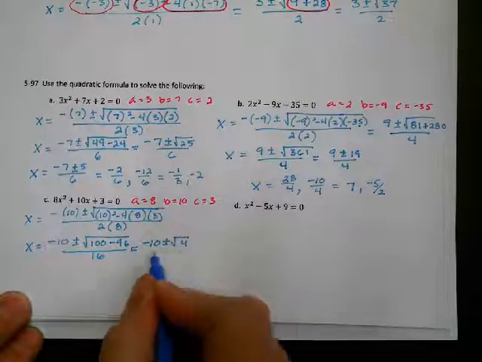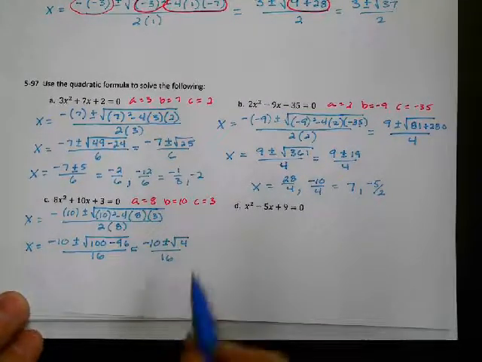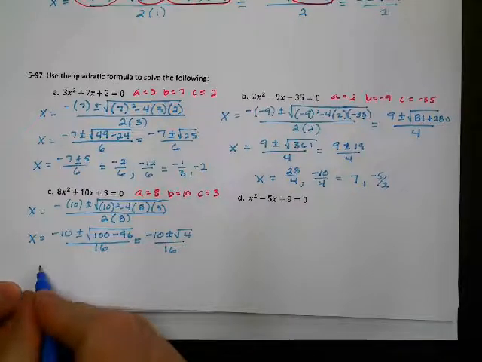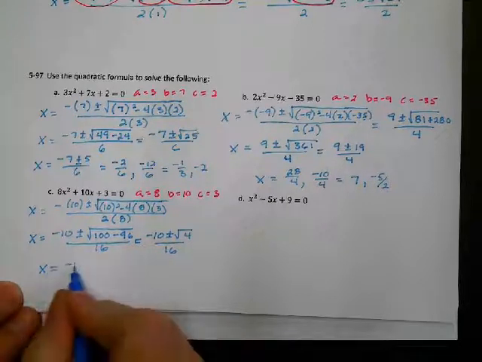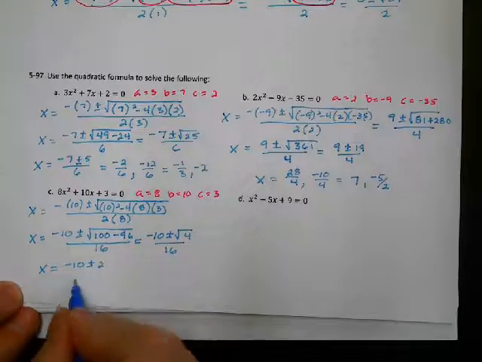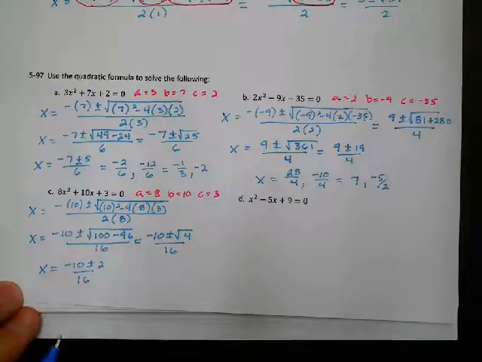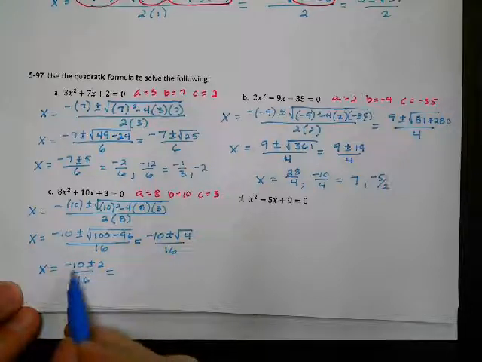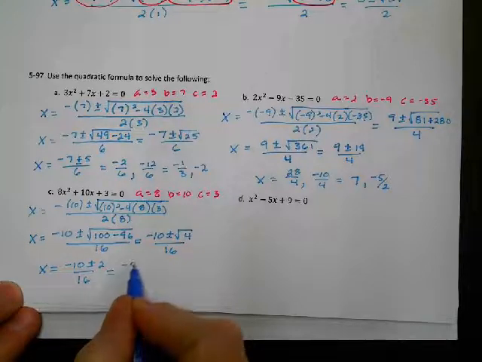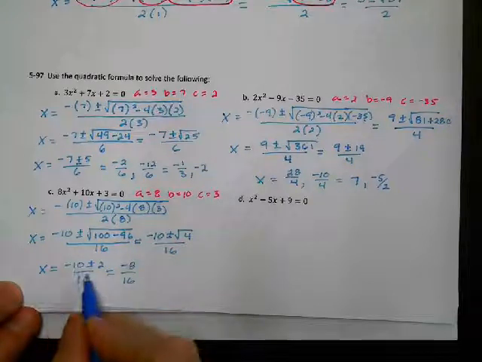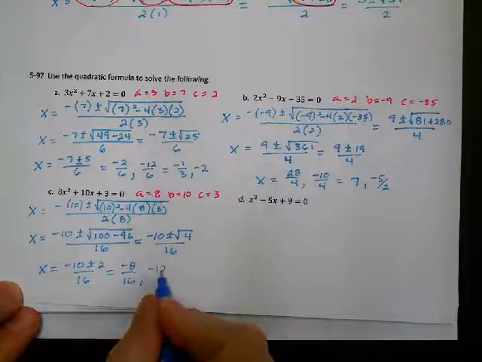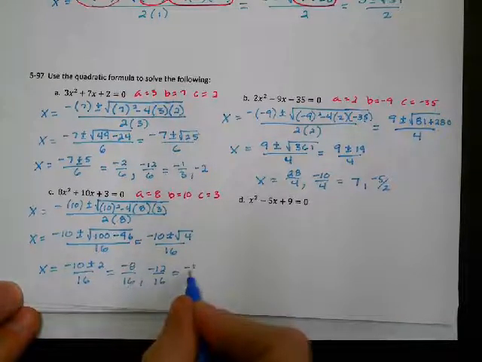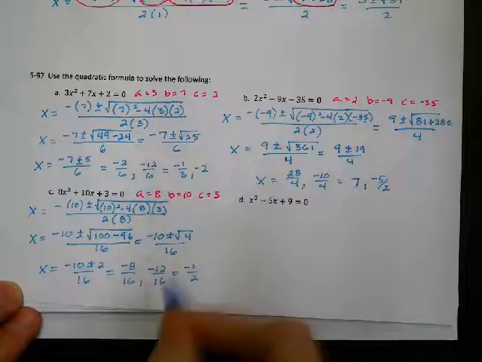We ask ourselves, does the radical reduce? Yes, it does. That's a perfect square of 2. So we get x equals -10 plus or minus 2 over 16. We can write our two answers since there's no radicals left. Negative 10 plus 2, that's negative 8 over 16. Negative 10 minus 2, that's negative 12 over 16. Those both reduce. Negative 8 over 16 is negative 1/2. Negative 12 over 16, 4 goes into both of those, so we get negative 3/4.